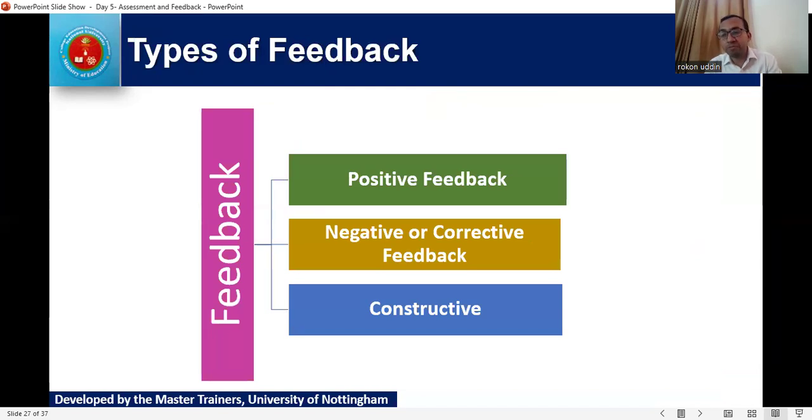So how can we give feedback? We can give feedback in a lot of ways. Sometimes we just focus on student strengths: okay, you are good, your work is excellent, yes, we appreciate your work. This is how we give feedback. This kind of feedback is called positive feedback. And we can also give negative feedback.